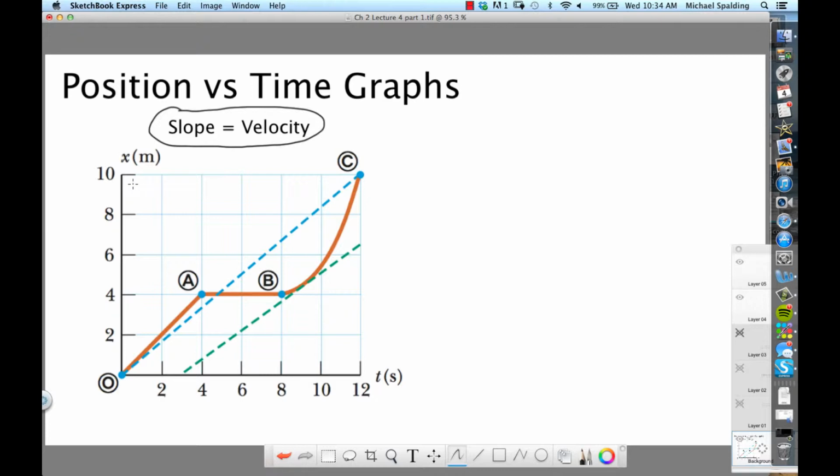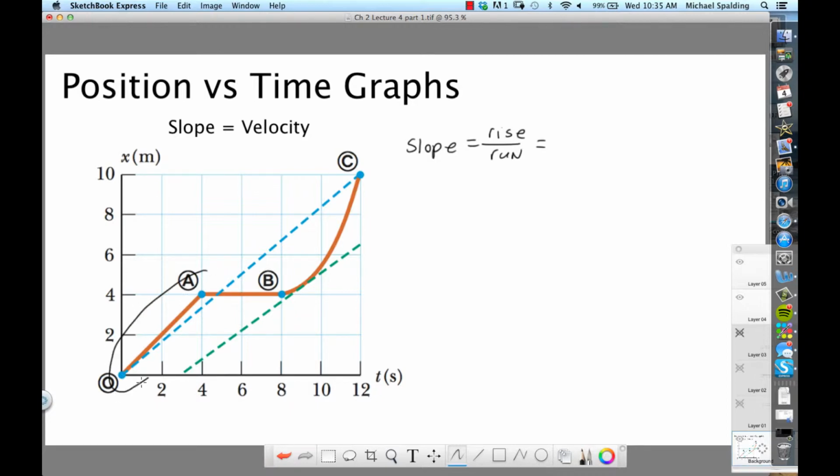I want you to do something better than memorize it. What's something better than memorize it? Understand it, which is what I'm going to explain. I'm going to explain why slope is velocity. So really the only thing you have to have memorized is the definition of slope. So what is the definition of slope? Rise over run. Okay, so let's look at a segment of this graph, O to A.